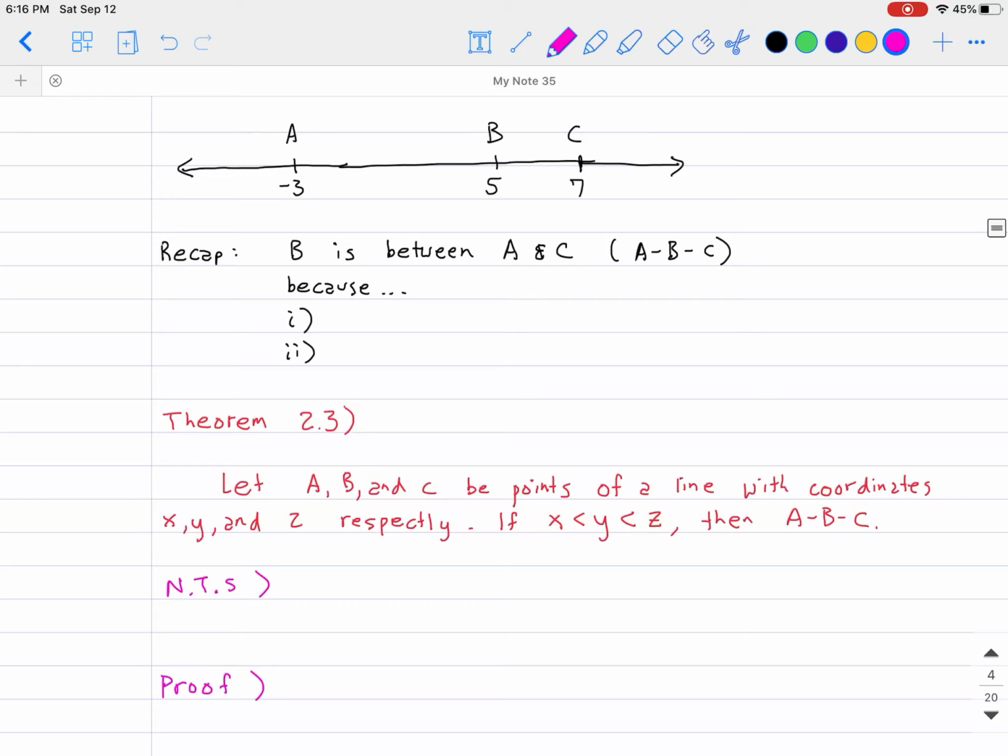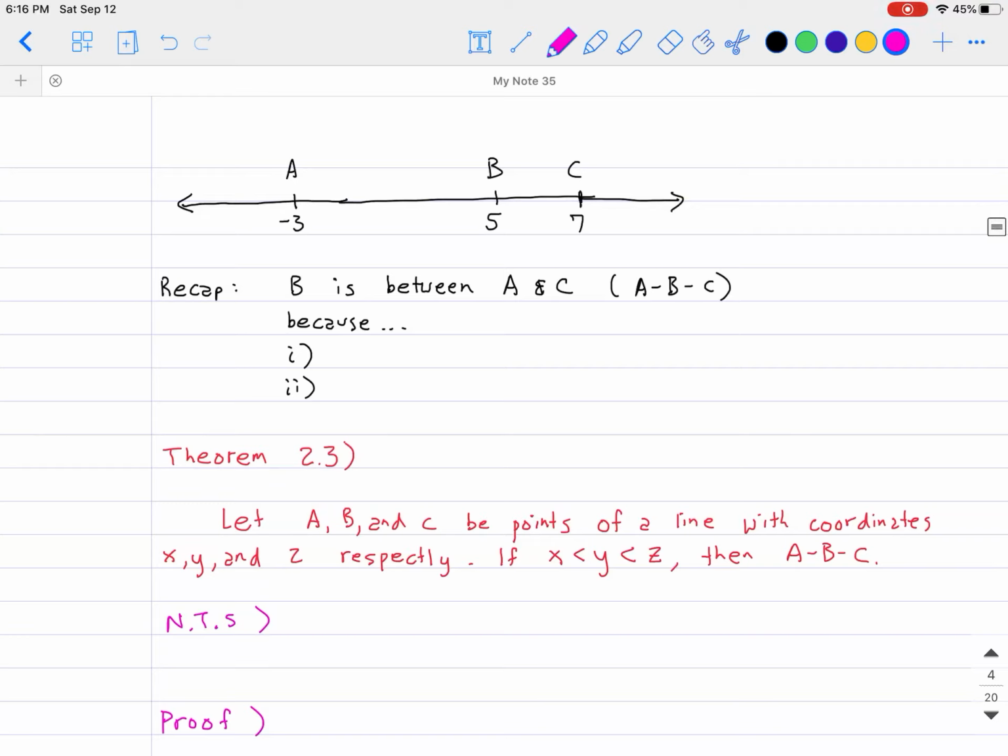So here we are now going to play around with this a little bit. Here's a numerical example of how between actually works. You can see on the number line that I assigned A to -3, B is going to be on the number 5, and C is going to be 7 on the number line. So here we say that B is between A and C because, for one thing, we are on the number line, so there is a line that exists. Since this is the number line, that means there exists exactly one line that contains them. So that first part is going to be checked off.